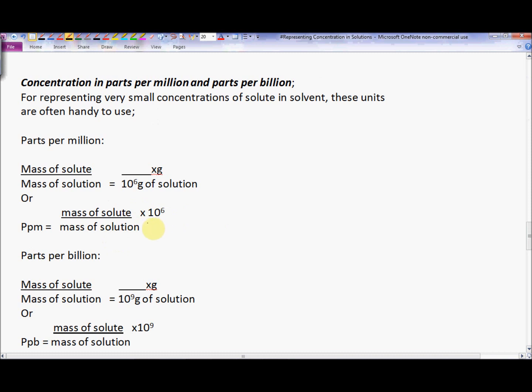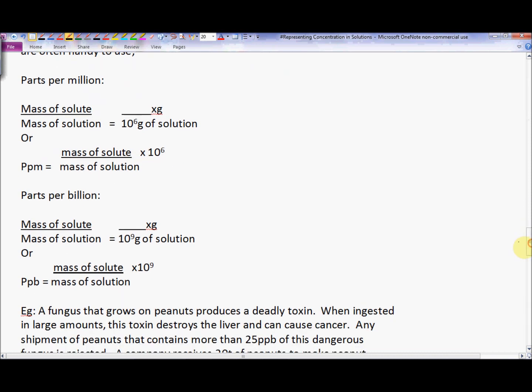For parts per billion, it's kind of the same thing. We're taking the number of grams for a billion grams of solution. So to calculate parts per billion, we take the mass of the solute, divide by the mass of the solution, and multiply by 10 to the power of 9. Multiply by a billion, basically, to get our parts per billion.